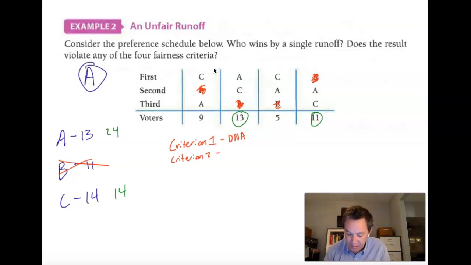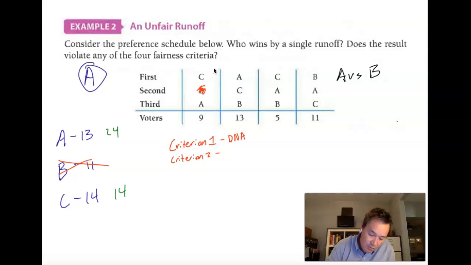is pairwise comparisons. So we need to go through and look at our pairwise comparisons. So let's look at A versus B first. So we ignore C. In A versus B, looks like B wins column 1, A wins column 2, A wins column 3, and B wins column 4. So it's 18 to 20, and B wins that one.